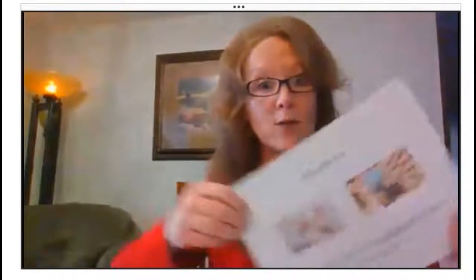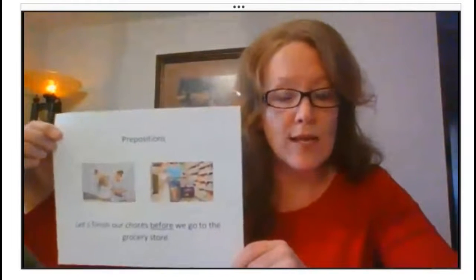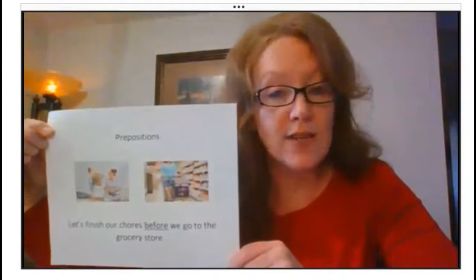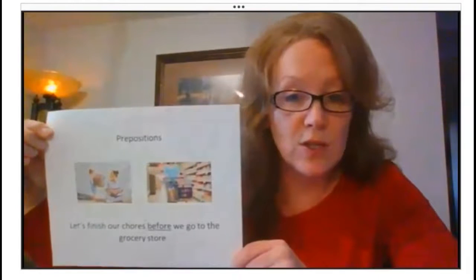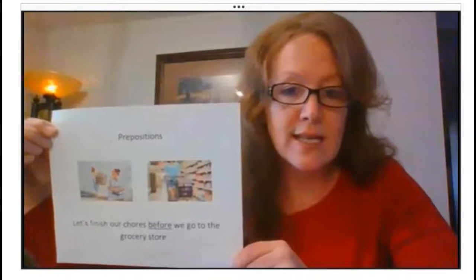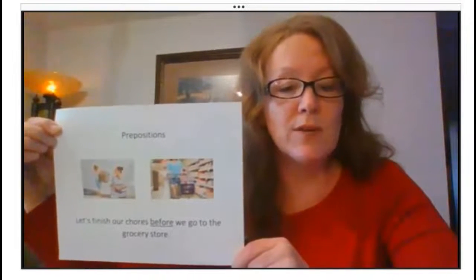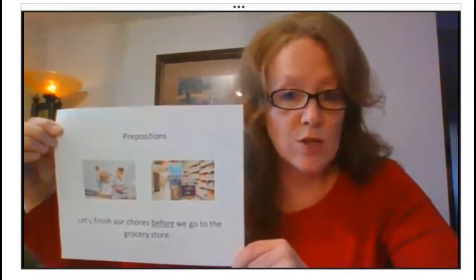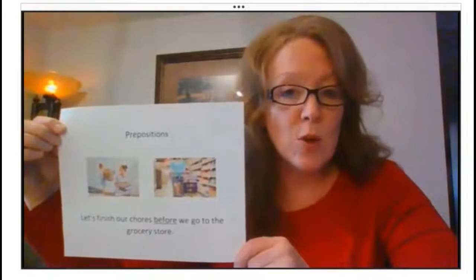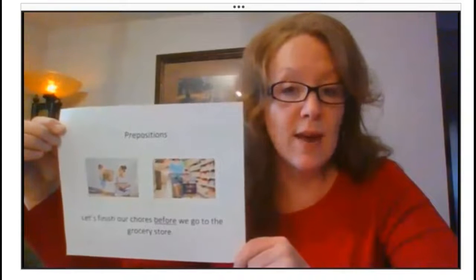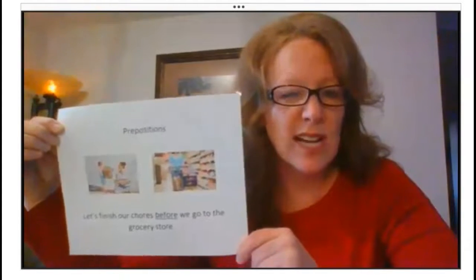All right, the next example shows how a preposition explains when, or tells more about when. So here you have 2 activities, doing chores and going to the grocery store. The sentence is, let's finish our chores before we go to the grocery store. So before tells you when an activity is happening. It shows how one activity relates to the other.